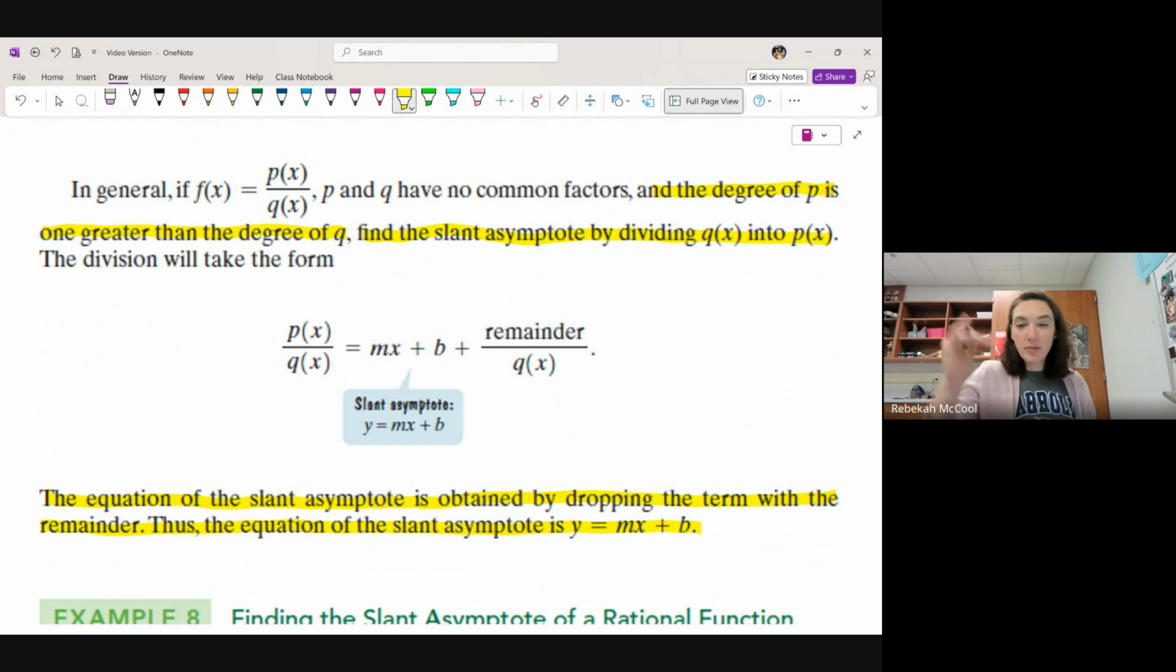Since we're 1 degree bigger, once we divide, we should end up with something of degree 1. It's going to be linear. It'll look something like this, and then with a remainder. So we basically just drop the remainder part, and what we're left with becomes the equation of the line. That would be the slant asymptote.